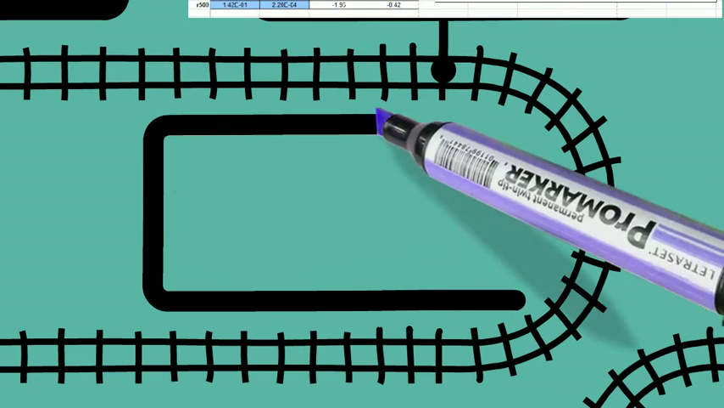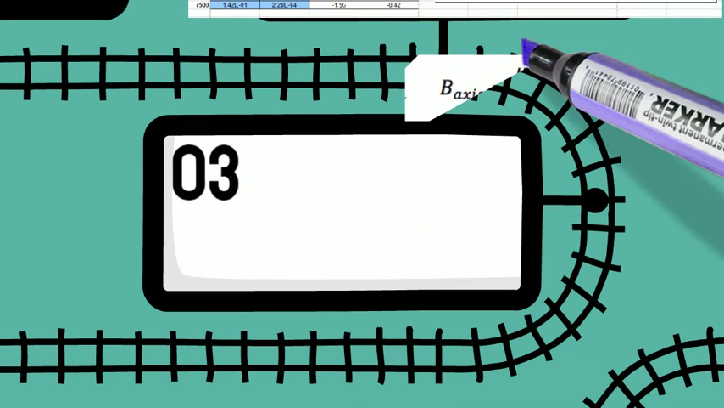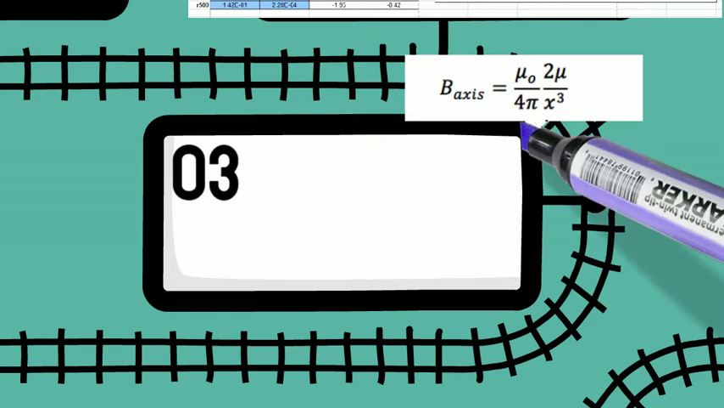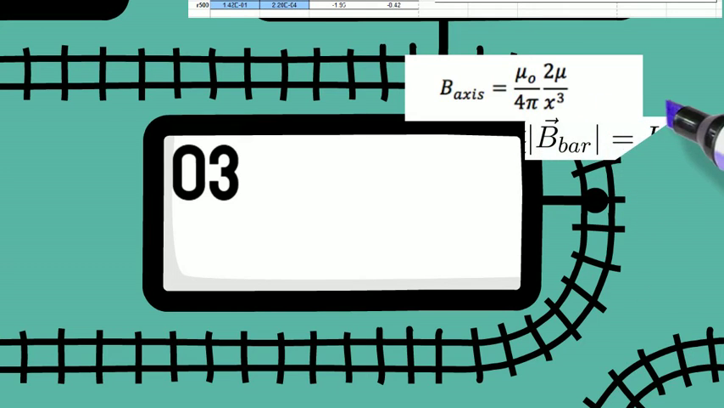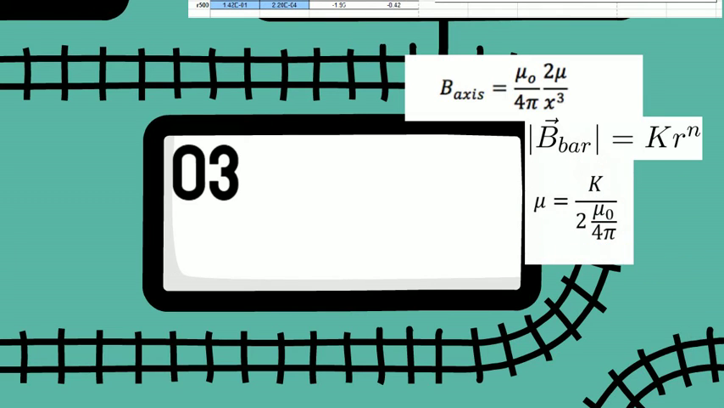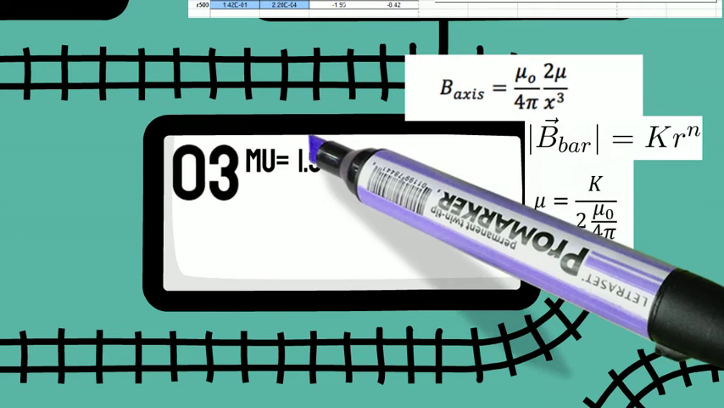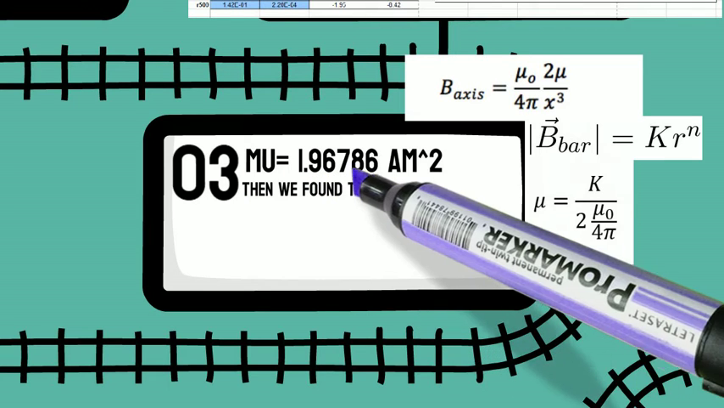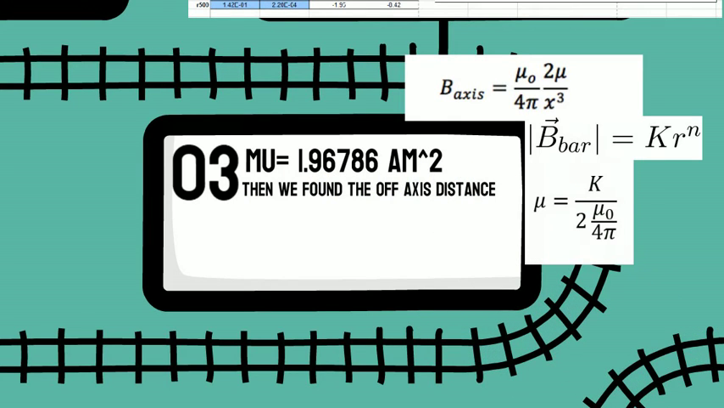And then using this information, we solved for mu using the on-axis equation for the magnetic dipole, and we also used the distance dependence equation that was given in the lab. I rearranged both of these equations to find that mu was equal to k over 2 times the magnetic constant. So we found that mu was equal to 1.96786 amps per meter squared.